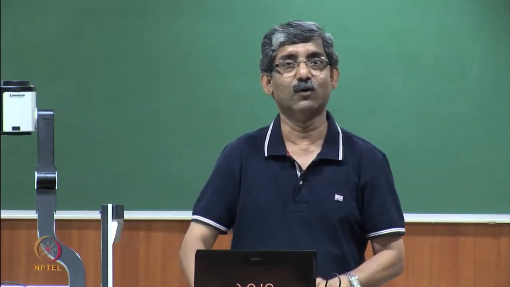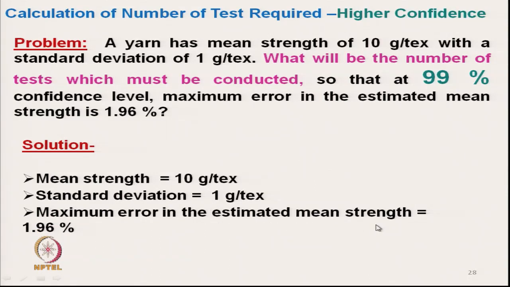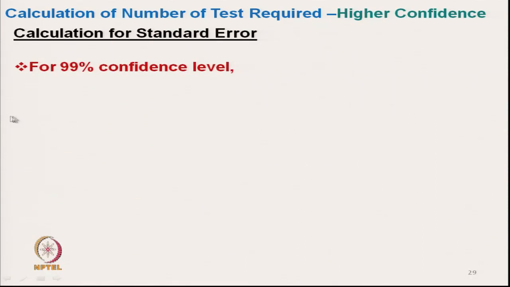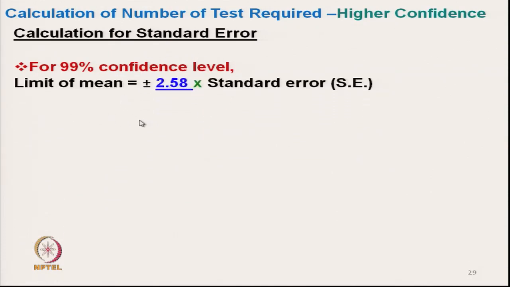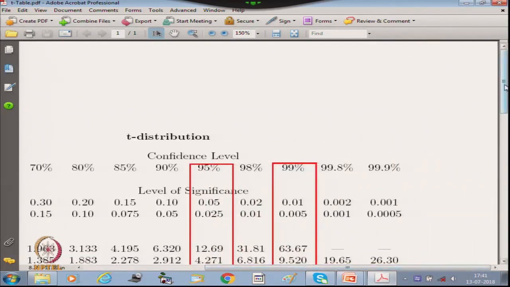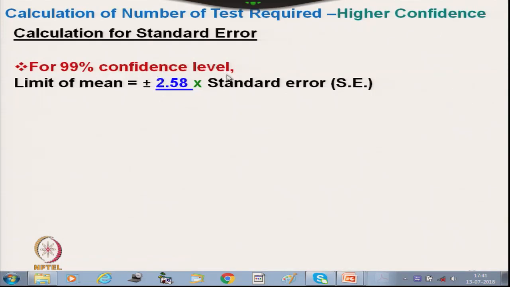The same way it will go: mean strength, standard deviation, maximum error in the estimated mean strength, that is 1.96%. The maximum error value is exactly the same, and the only thing changed is the confidence, now 99%. So, with 99%, what is changing here? Here the t value has changed. Earlier it was 1.96; at 99% confidence level with a large number of data, it has become 2.576, approximately 2.58. So, as it has become 2.58, everything will change.